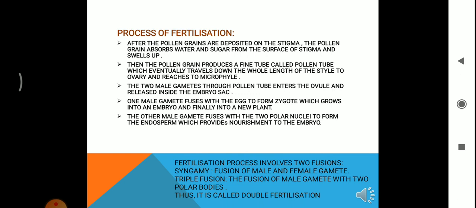Students, fertilization process in plants involves two fusions. First one, syngamy. It is the fusion of male and female gamete. Second, triple fusion. The fusion of male gamete with the two polar bodies. Thus, it is called double fertilization.